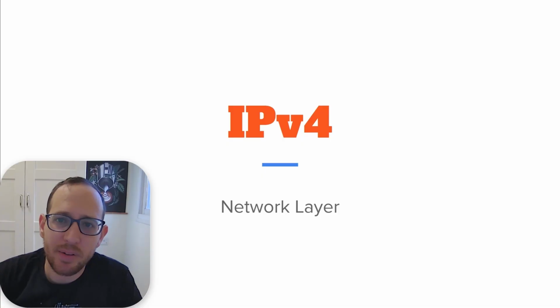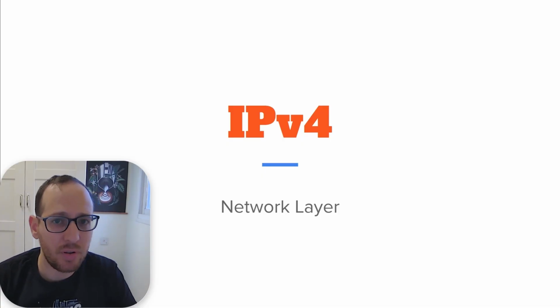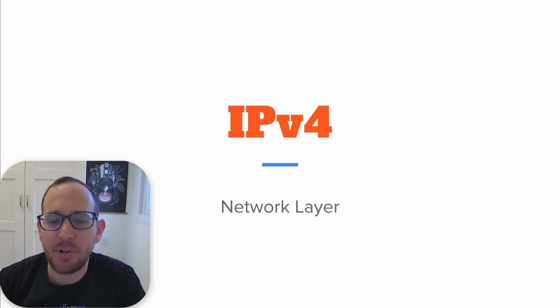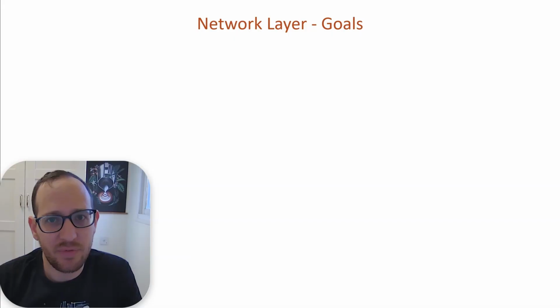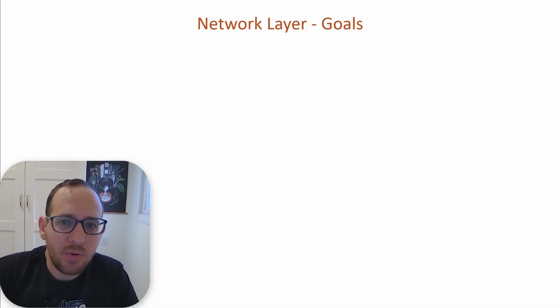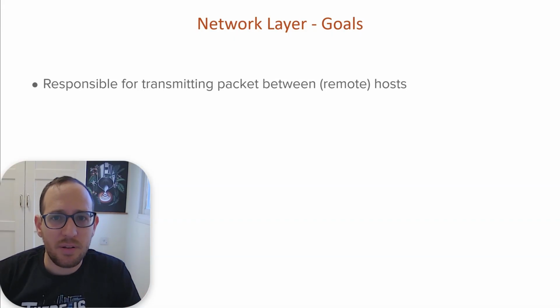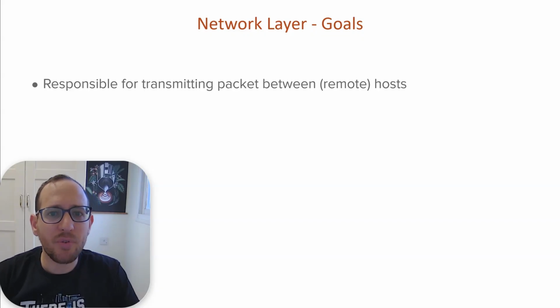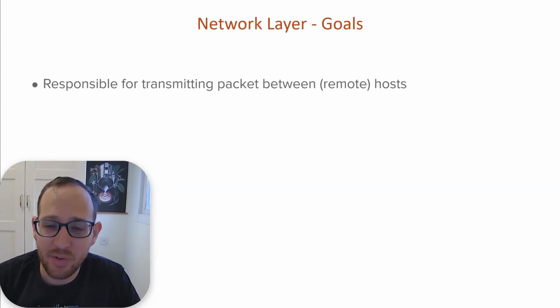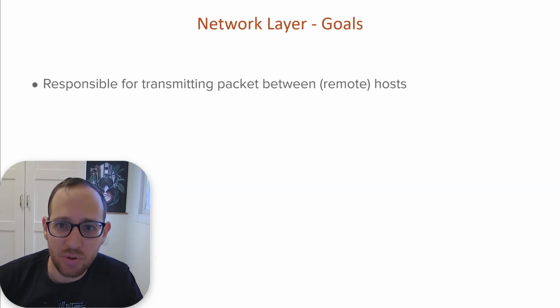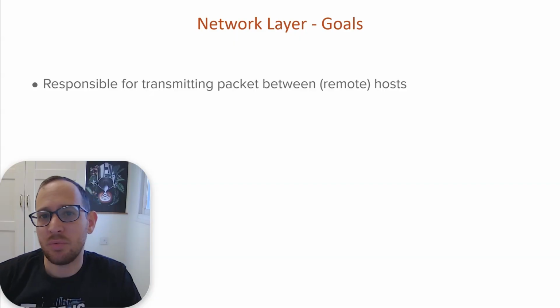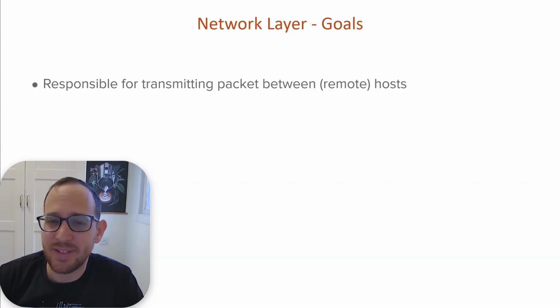IPv4. As a reminder, IPv4, the Internet Protocol version 4, is part of the network layer as part of our 5-layer model that we've discussed in previous videos. Now, to remind you all, we have two main goals for the network layer. The first and foremost is that it's responsible for transmitting packets, these are datagrams in the third network layer, between two remote hosts. What does that mean?